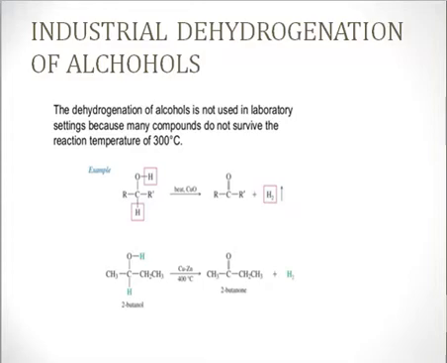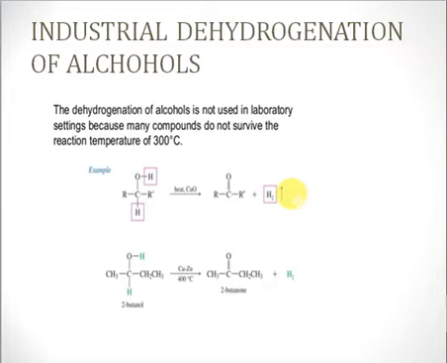When we have to carry out the dehydrogenation reactions of alcohols on the industrial level, what we do is heat these alcohols in presence of copper oxide. Heating these alcohols in presence of copper oxide will result in the formation of aldehyde and ketone, depending upon whether these R groups are hydrogen or carbon. If one of these is hydrogen, we get an aldehyde, and if both of these R groups are carbons, then we get a ketone.